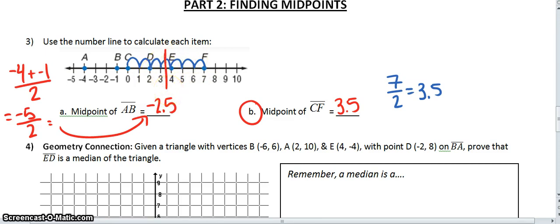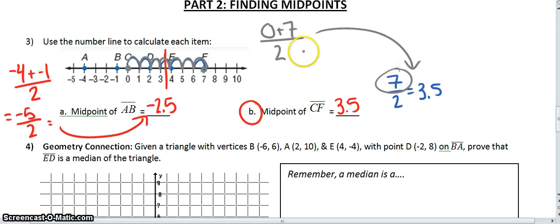2, you can take the two endpoints here of C and F. You have 0 plus 7, add them together and divide by 2, and you get 3.5, which is kind of what I did there. The reason you have to add is because we're finding the distance between the 2 points. So to find the distance, I would take 1, 2, 3, 4, 5, 6, 7. So you add them together to get that distance, and you have to divide by 2 because it's halfway.